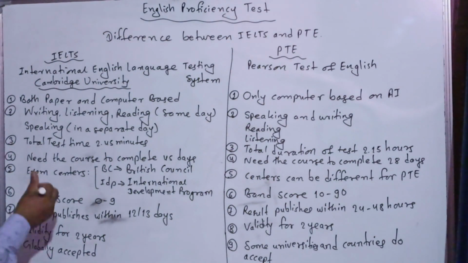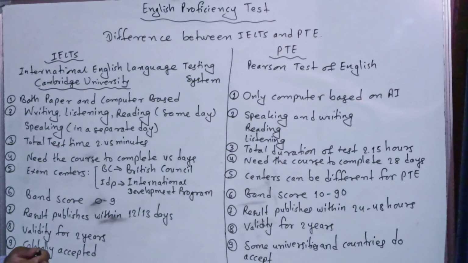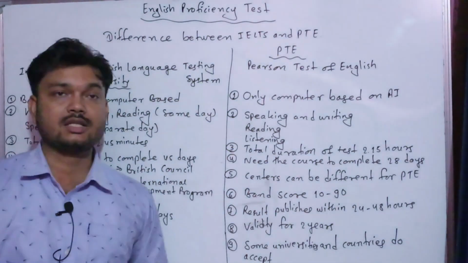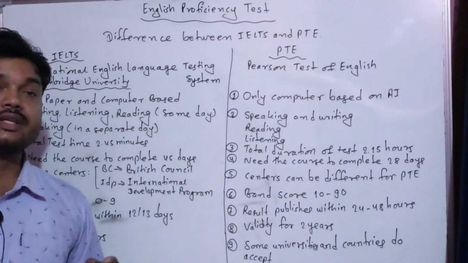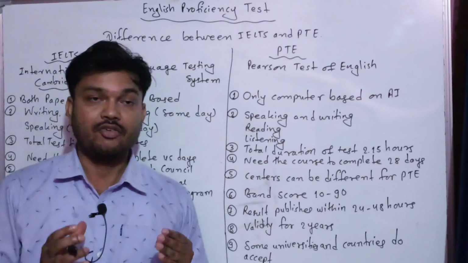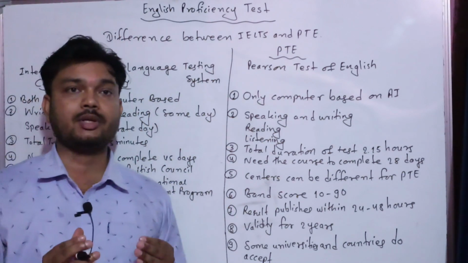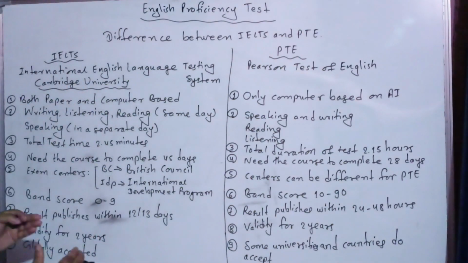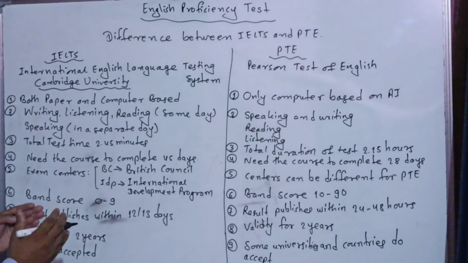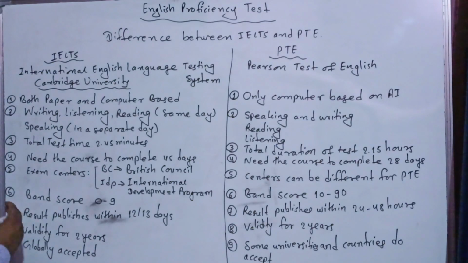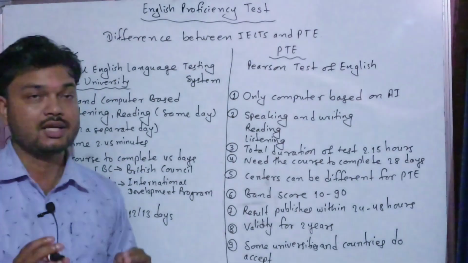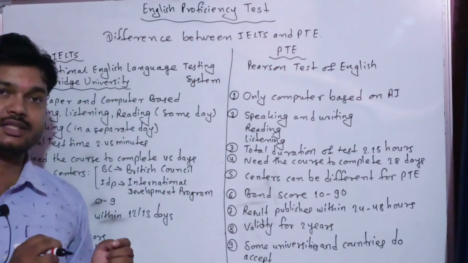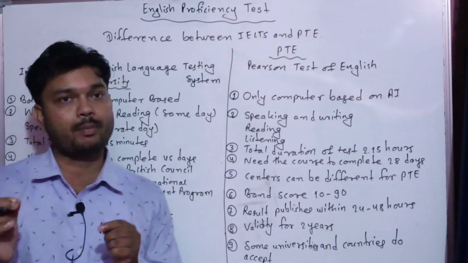IELTS is called International English Language Testing System, whereas PTE is called Pearson Test of English. In IELTS, the questions are made by Cambridge University for the whole world. So you have to remember the practice questions come only from Cambridge University. Both paper-based and computer-based IELTS are available. The price of the computer-based is quite lower than the paper-based.